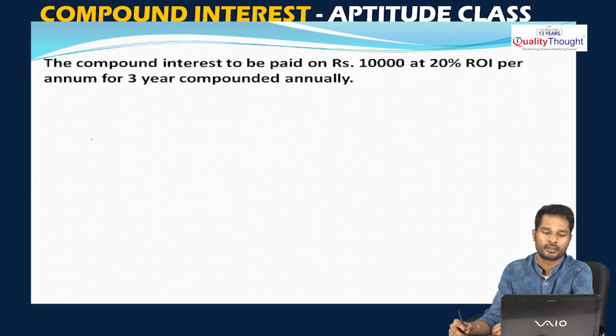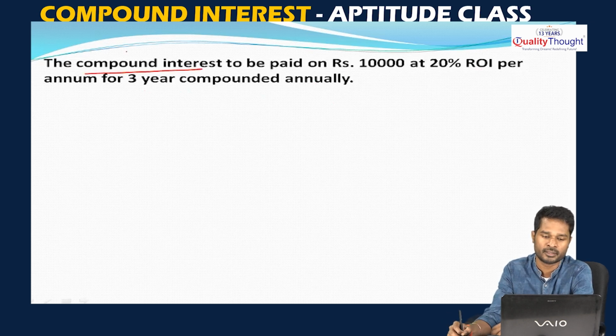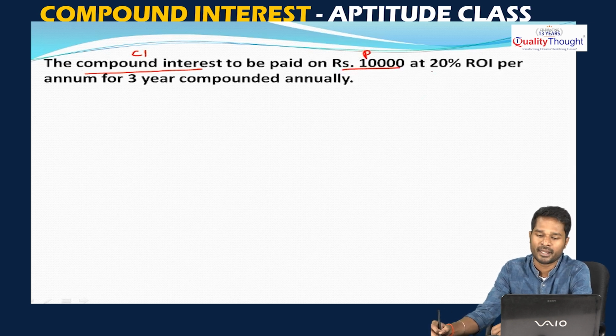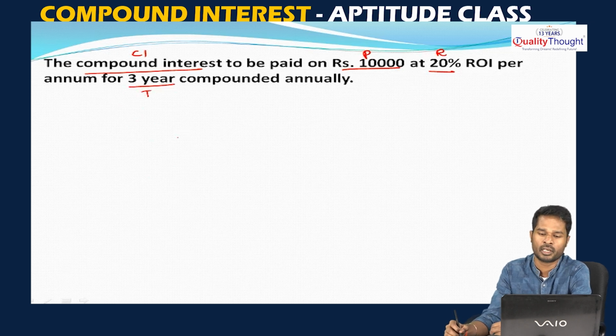Next question: the compound interest to be paid on 10,000 rupees at 20% rate of interest per annum for 3 years compounded annually. So we need to find the compound interest. The principal P is 10,000, the rate of interest is 20% per annum, and the time period T is 3 years. We can first calculate the total amount, or we can directly calculate the compound interest.